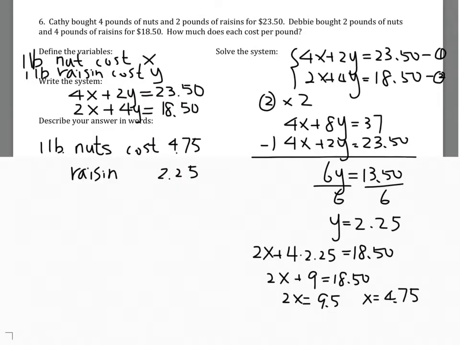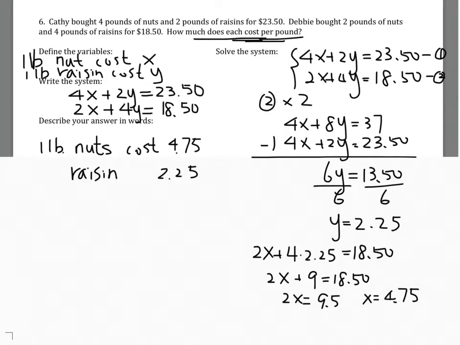Question number 6. Kathy bought 4 pounds of nuts and 2 pounds of raisin for $23.50. Debbie bought 2 pounds of nuts and 4 pounds of raisin for $18.50. How much does each cost per pound? So again, the clue given to you here is how much does it cost per pound? So how do I name my variables? Again, I'm looking for the cost. So I'm going to name a pound of nuts cost X dollars. A pound of raisin cost Y dollars.